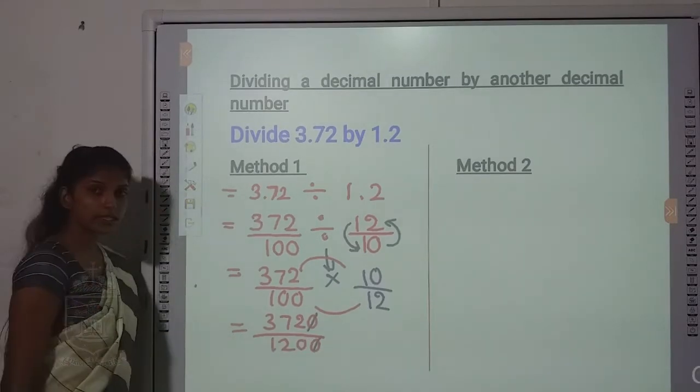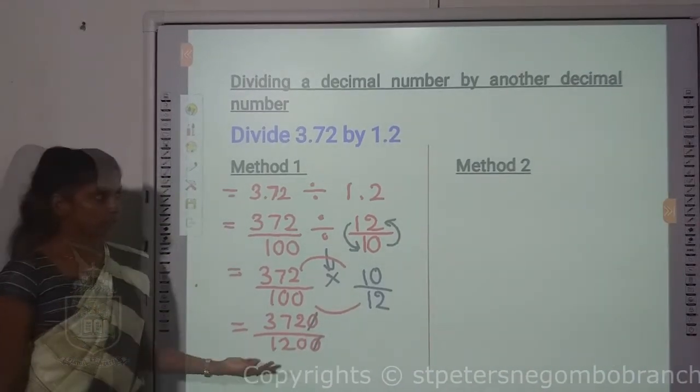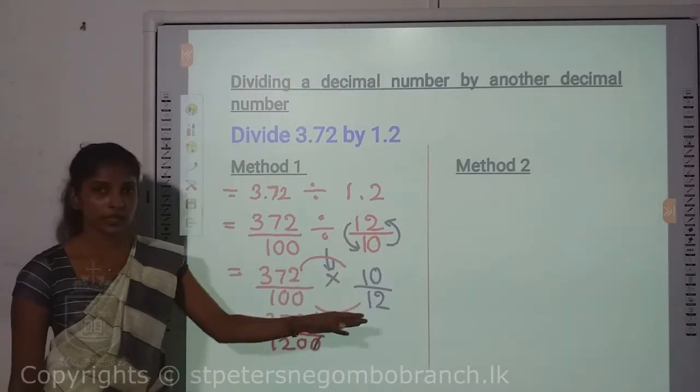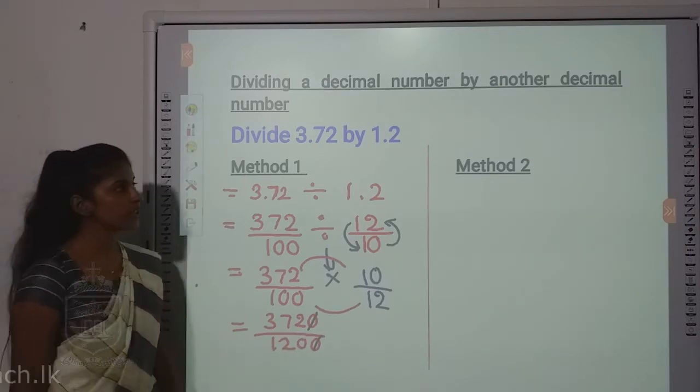0, 0 can be cut. You can divide by 10. So what is remaining? 300 here. Let's move to the second method and finally I'll put the answer, because we are going to do the same thing there, okay? So let's see.